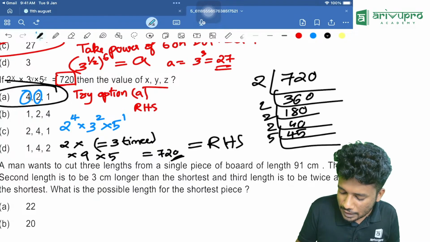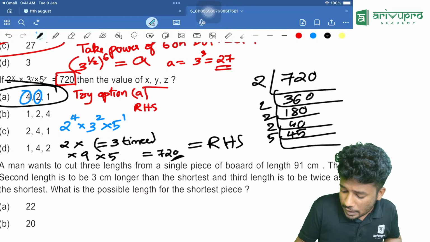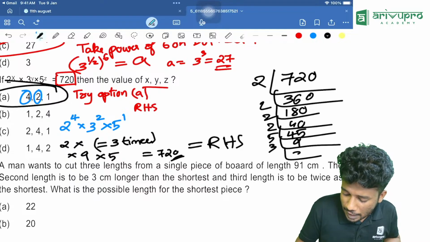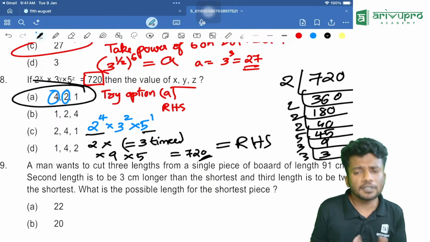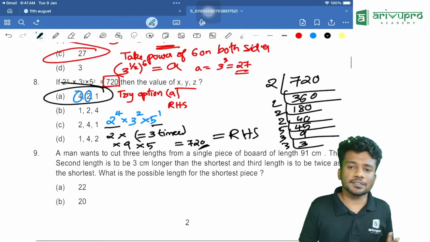Then 5 you can take. Then it will become what? That is becoming 9. Then 3 and 3. So 3 square will be there. 5 raised to 1 will be there. 2 raised to 4 will be there. That is also the method.